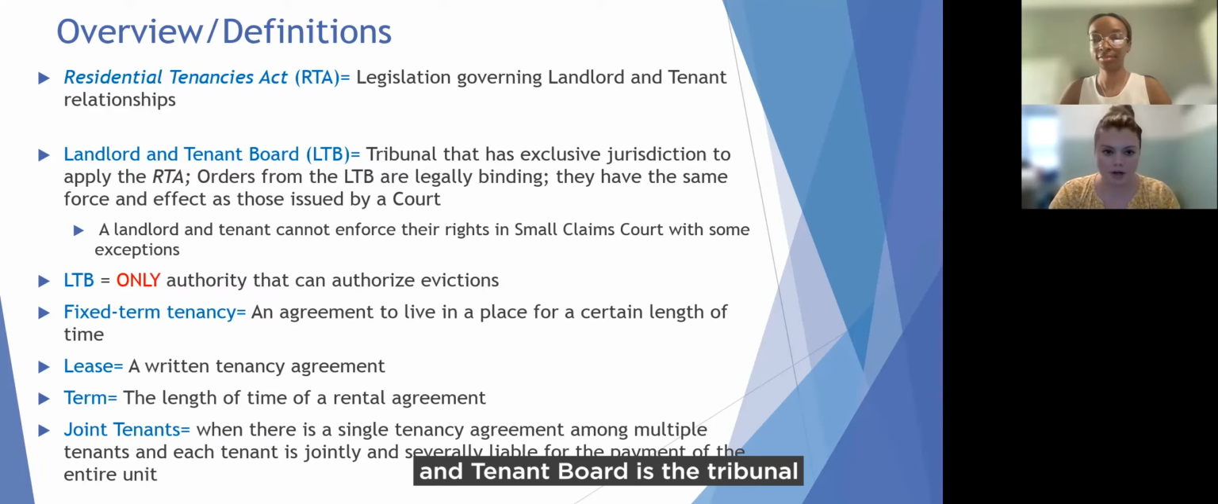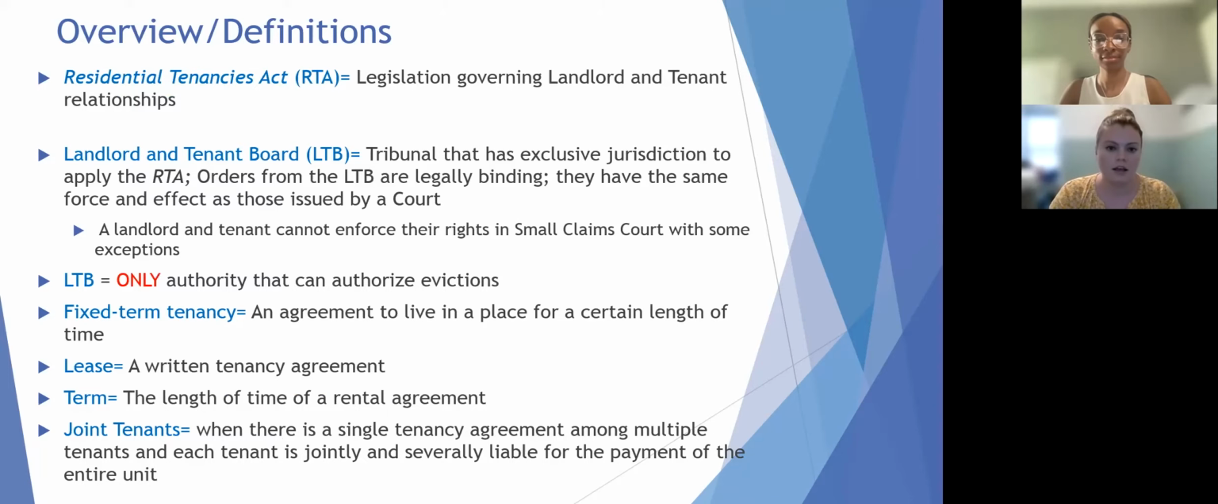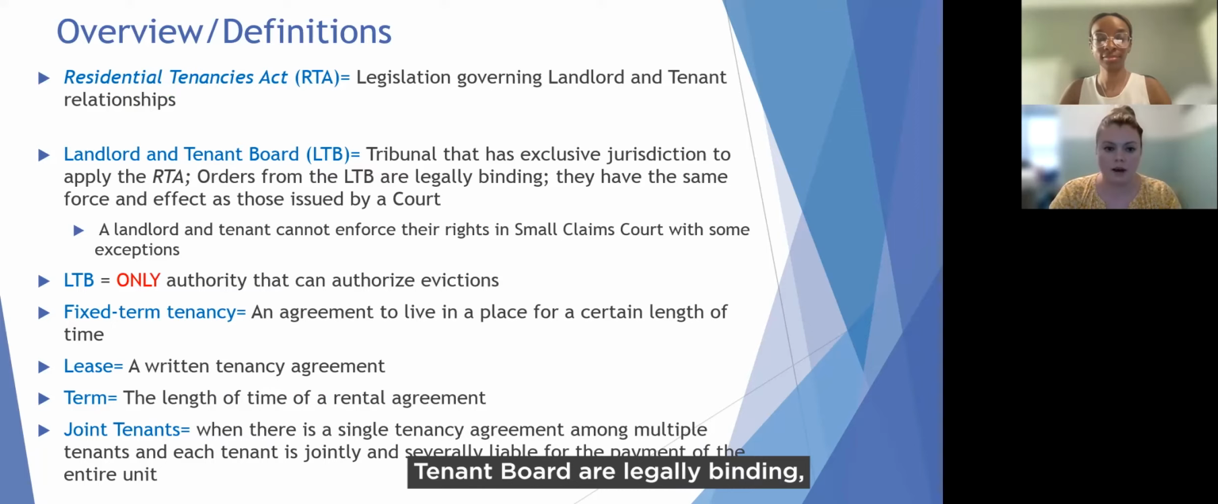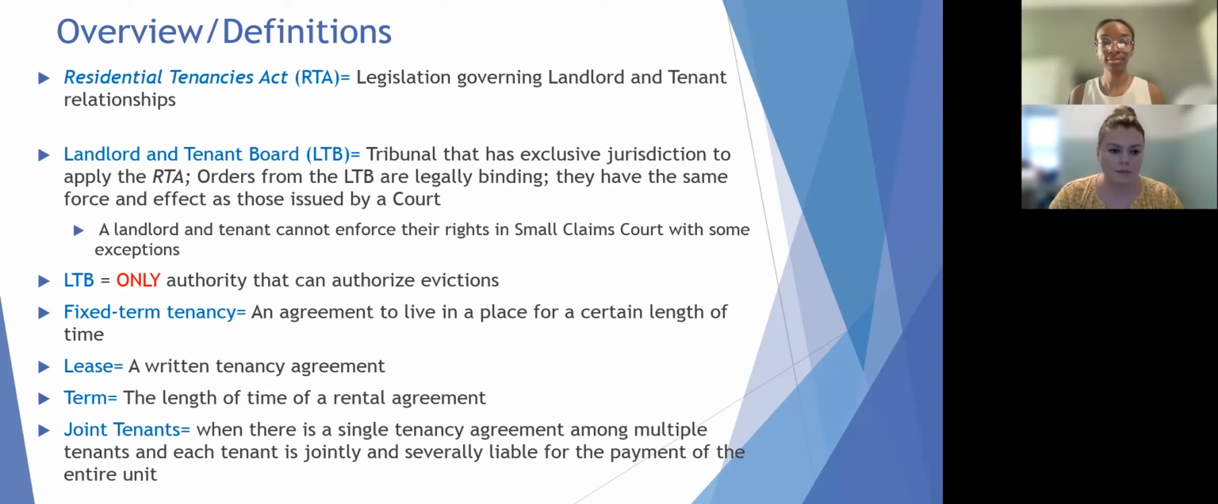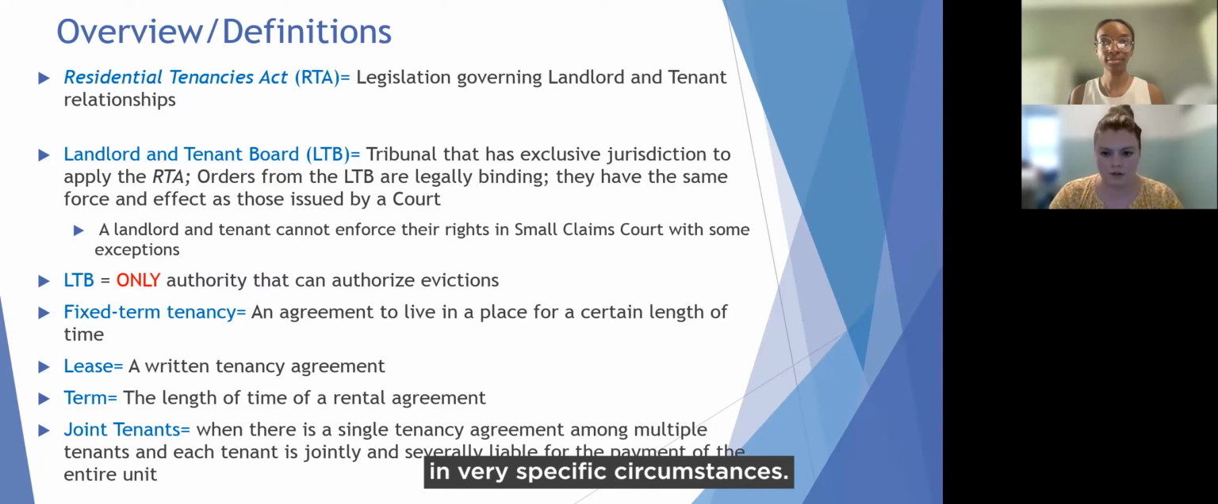The Landlord and Tenant Board is the tribunal that has the exclusive jurisdiction to apply the RTA. Orders from the Landlord and Tenant Board are legally binding, and they have the same effect as if they were issued by a court. So it's essentially the Housing Court of Ontario. A landlord and tenant generally don't have enforcement rights in the small claims court, but there are some exceptions in certain situations where you do go to small claims court. Again, we advise getting legal advice if you're wondering which place to go to. The Landlord and Tenant Board is also the only authority that can authorize evictions, except in very specific circumstances.